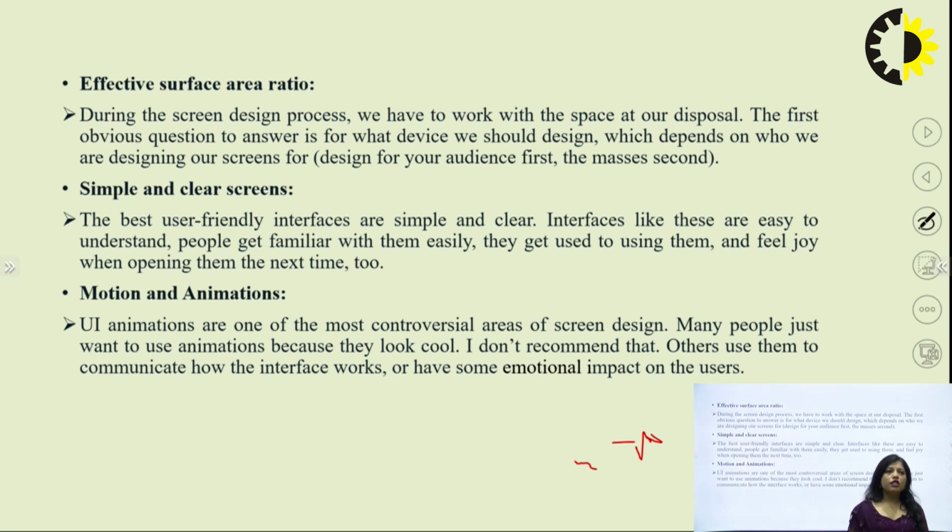And next is motion and animations. In motion and animations, we can also use animations in our screen designing. For example, UI animations are one of the most controversial areas of screen design. The best example of animation is UI animations. Many people just want to use animation because they look cool. By using animation, our screen looks good, our screen looks cool. So that's why the screen designer can use animations. But personally, I don't recommend using animations, because sometimes through animation the user can be distracted from the screen. Others use them to communicate how the interface works or have some emotional impact on the user.